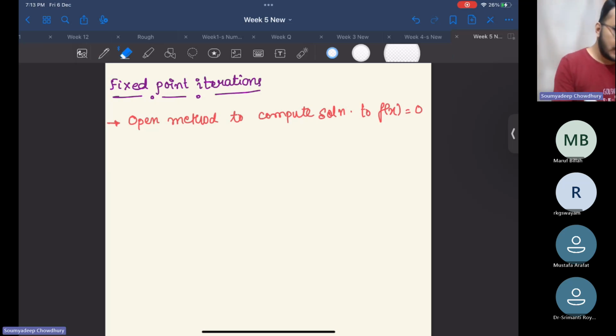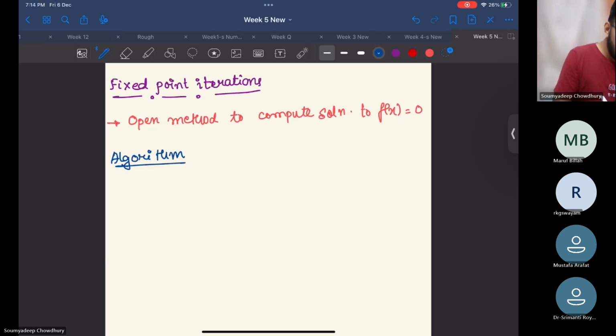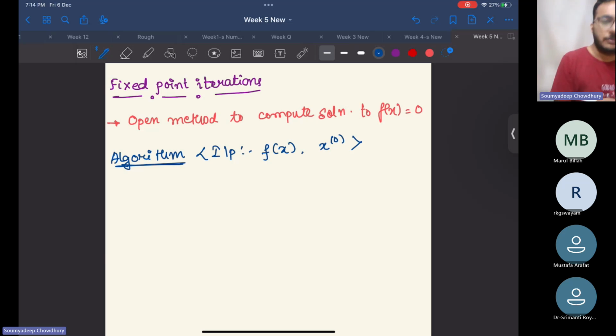First I'll just give you a quick outline of the algorithm, then I'll take an example. What is the algorithm? The input will be f of x, which will be given to you, and one initial value will be given to you, that is x of 0. These are the two inputs. Now in the first step, we have to rewrite f of x equals 0 as x equals g of x.